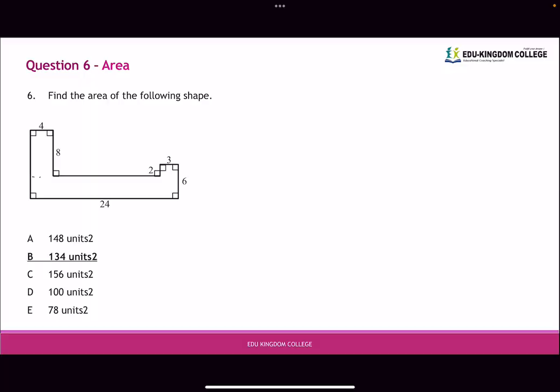So question 6. This is a composite shape. Let's break it down. If this whole area is 6 and then this is 2, this area here is going to be 4. That's all I need to know. So this is 4 times 8 here.